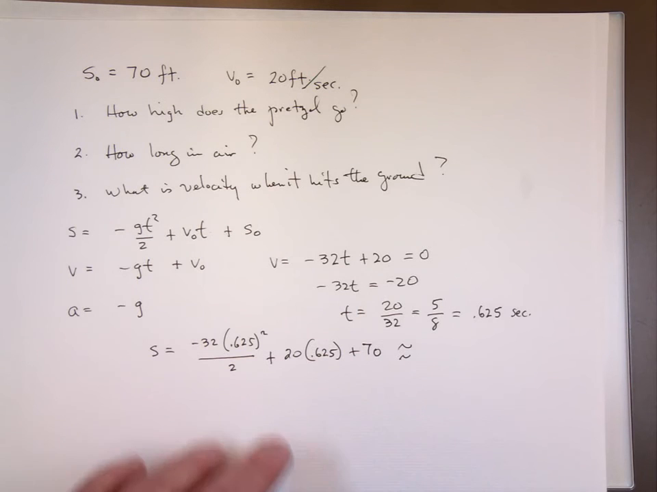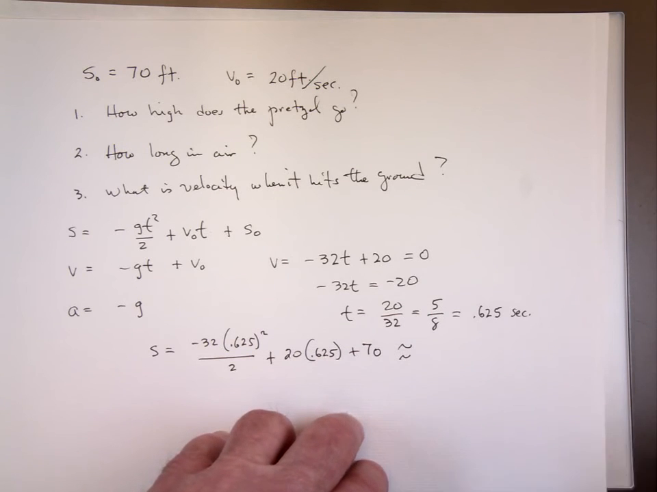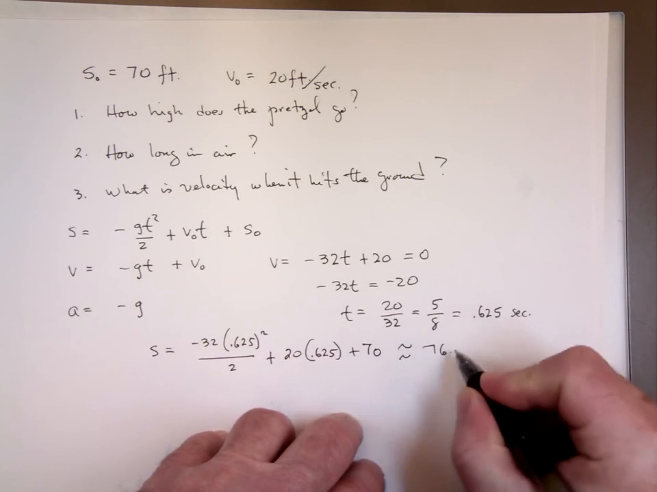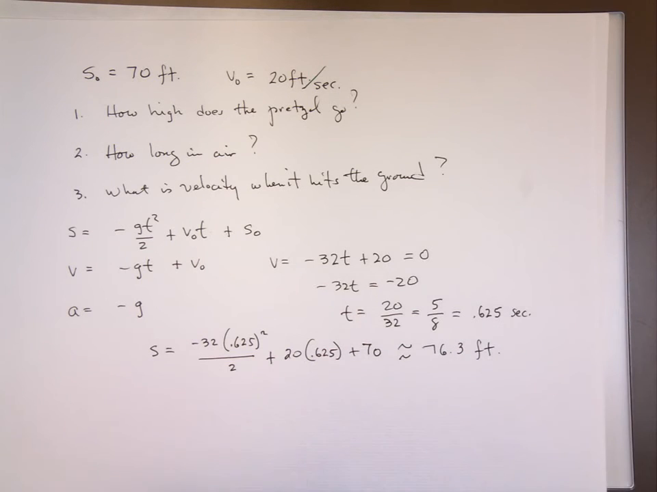Where'd you get, Mohit? 76.25. 76 point, let's go with 3 feet. We'll round to the nearest tenth. Okay? Everybody else set on that? Is that reasonable here?